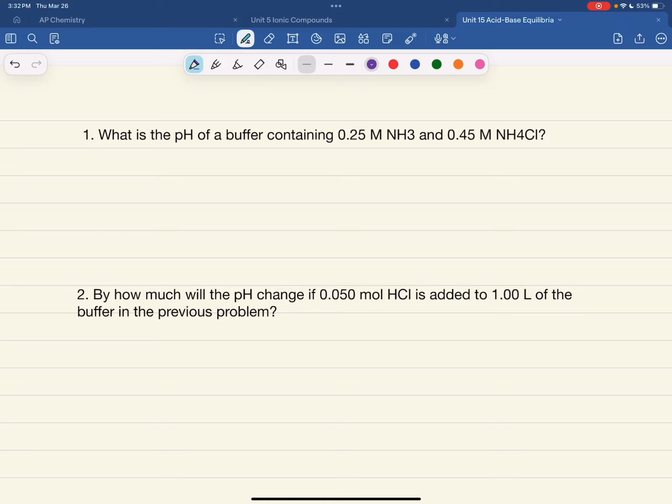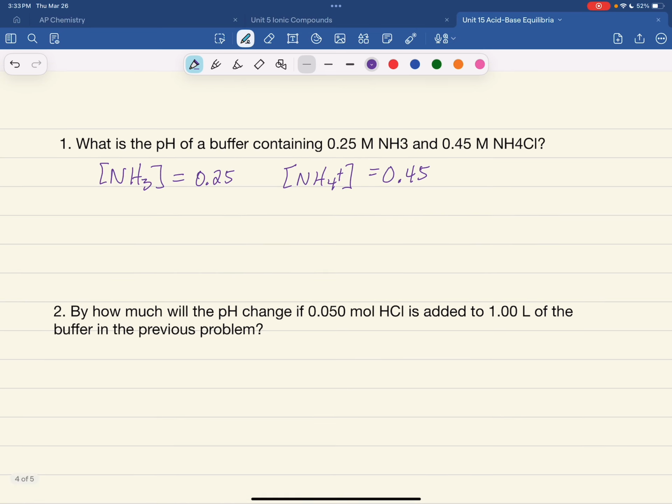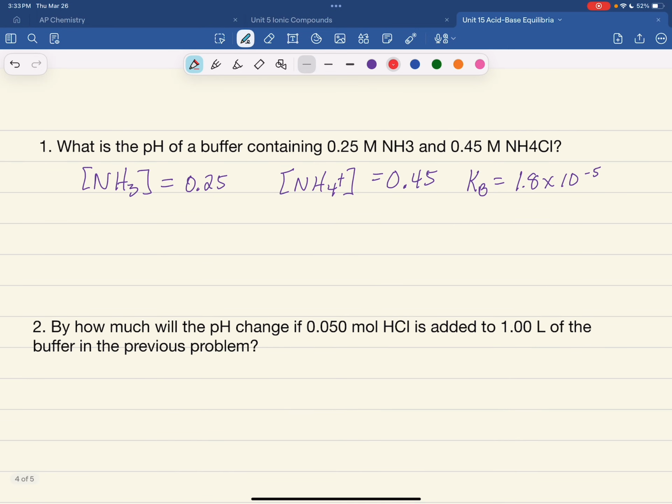Now, what's interesting here is that we have a weak base system. So we have NH3 concentration is 0.25. And our NH4+, which is the conjugate acid, is equal to 0.45. Okay, and I looked on the chart. The Kb for ammonia, which is a weak base, is 1.8 times 10 to the negative 5. So I'm going to use the base form of the Henderson-Hasselbalch equation.